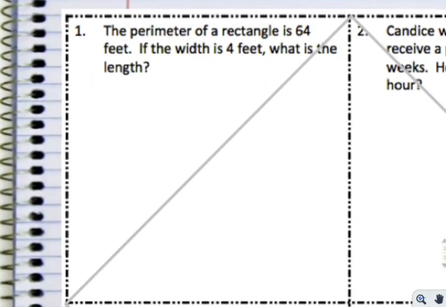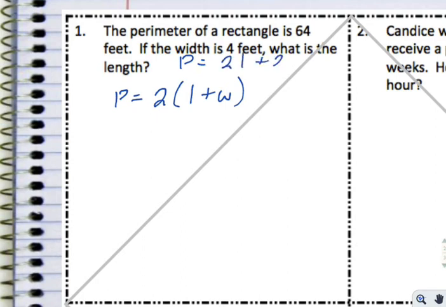Problem number 1 asks us, the perimeter of a rectangle is 64 feet. If the width is 4 feet, what is the length? Well, we all know that perimeter is equal to 2 times the length plus the width. Now there's a variety of ways to write this. We could also write perimeter equals 2 times the length plus 2 times the width, or we could say perimeter equals length plus length plus width plus width.